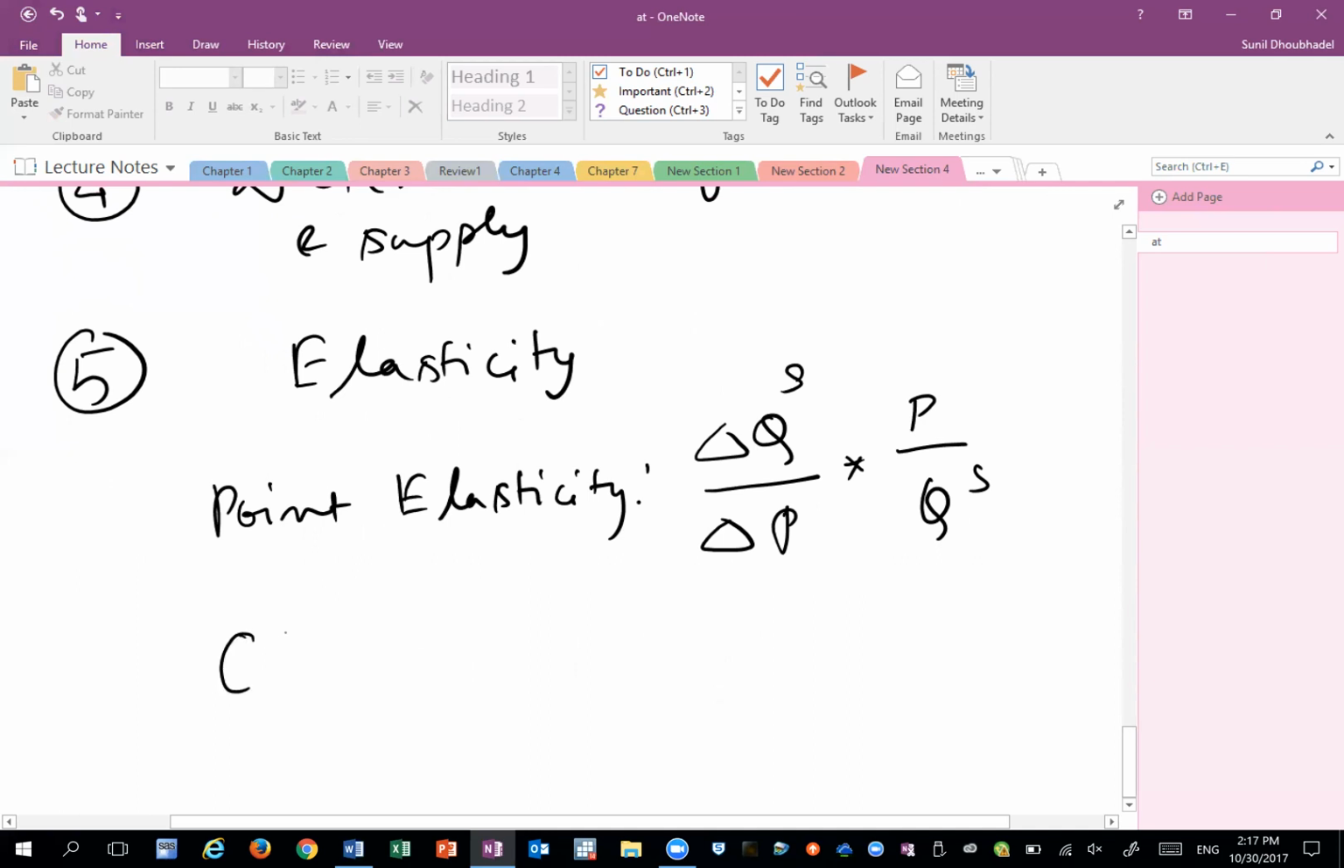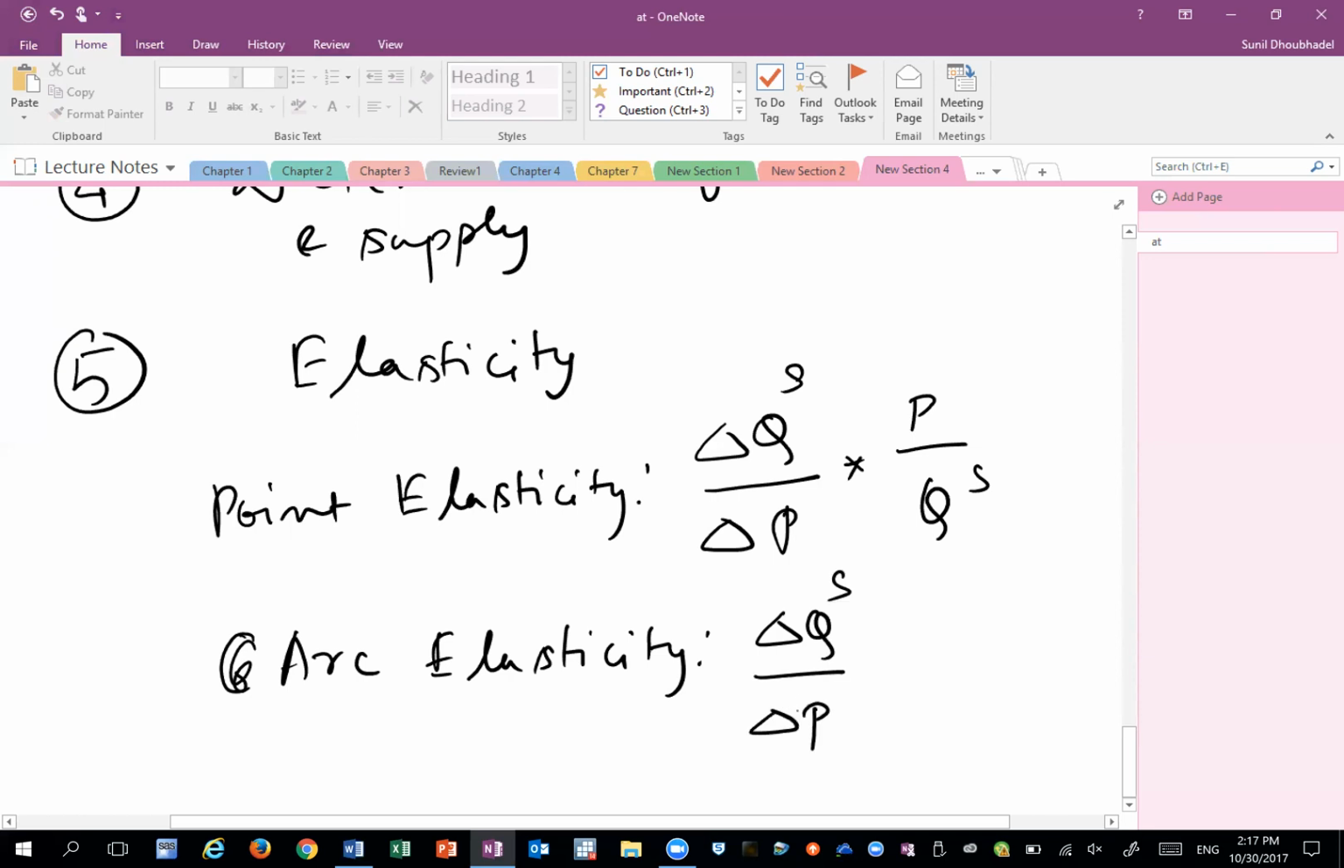And then arc elasticity. The formula is change in quantity supplied by change in price. So far, it is the same formula. The only difference is that you use average price and average quantities in the case of arc elasticity. So you got to know how to use these formulas for those problems, just like what we did in the class.